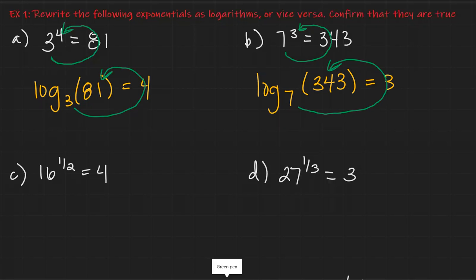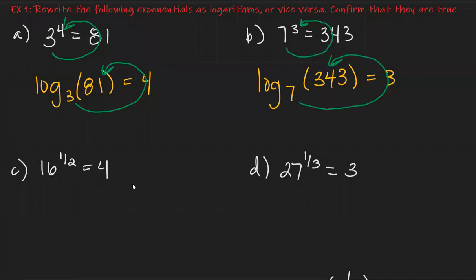All right, let's do a few more. 16 to the 1/2 power is 4. We know that's true. The 1/2 power is our square root, and the square root of 16 is 4. So let's rewrite that as a log. Log base 16: start with the 16 as your base, 4 is the input, and 1/2 is our answer. Log base 16 of 4 is equal to 1/2.